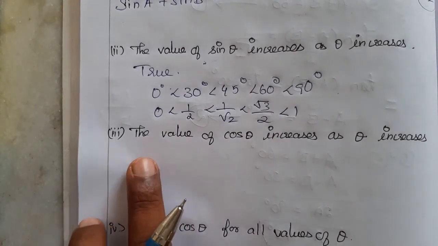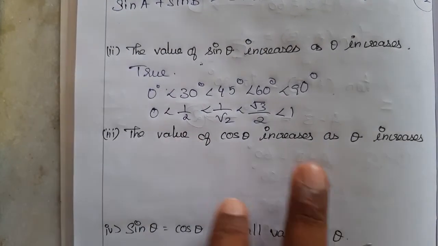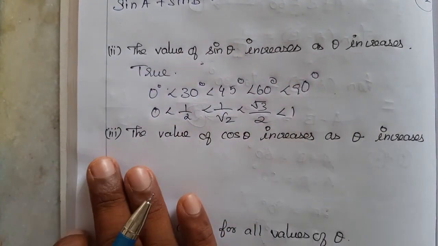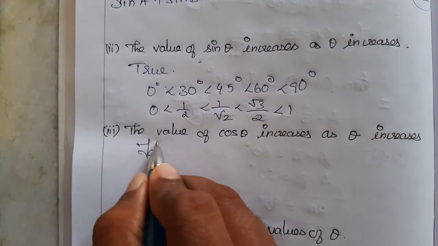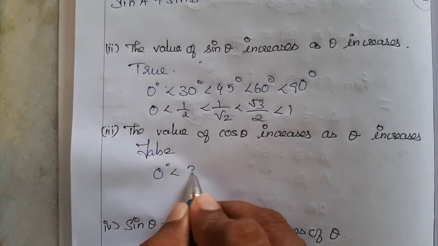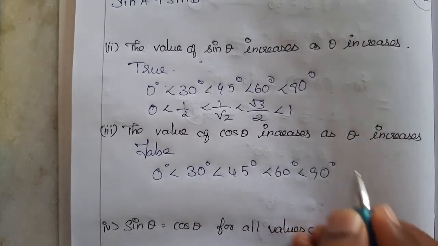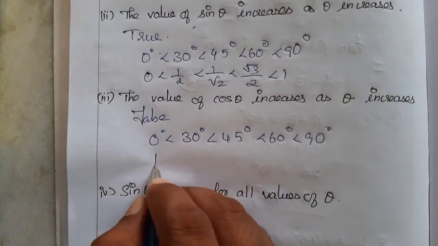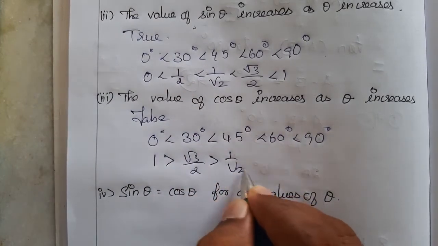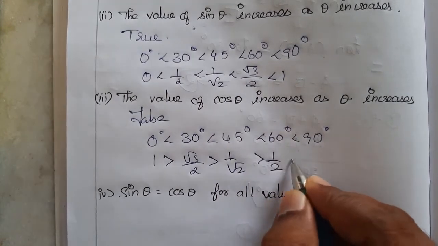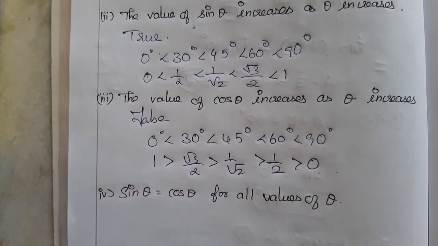The next question: the value of cos theta increases as theta increases. This is obviously false, since we know the cos value is the reverse of the sine value, right? Sine is increasing and cos will be decreasing. It is false, because while the angles are increasing, you can see that the value is decreasing. Cos 0 degree will be 1, and then square root of 3 by 2, then 1 by square root of 2, then 1 by 2, finally it is 0. So this is not increasing, it is decreasing, right?